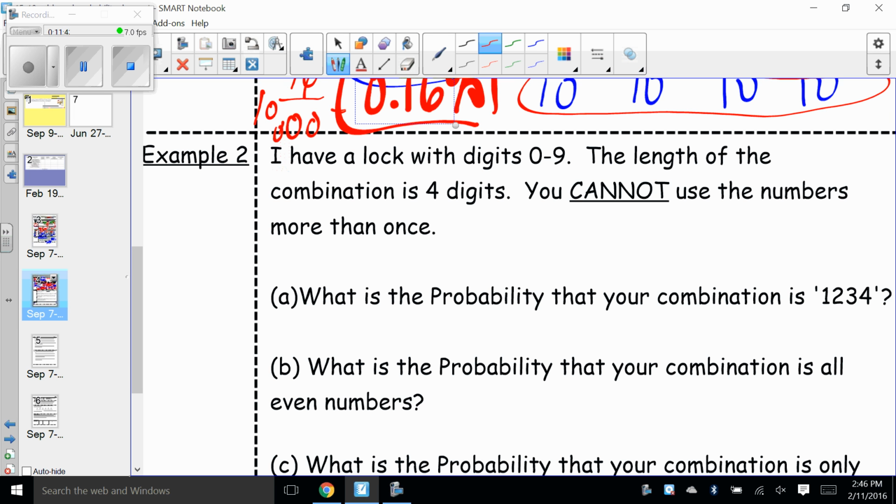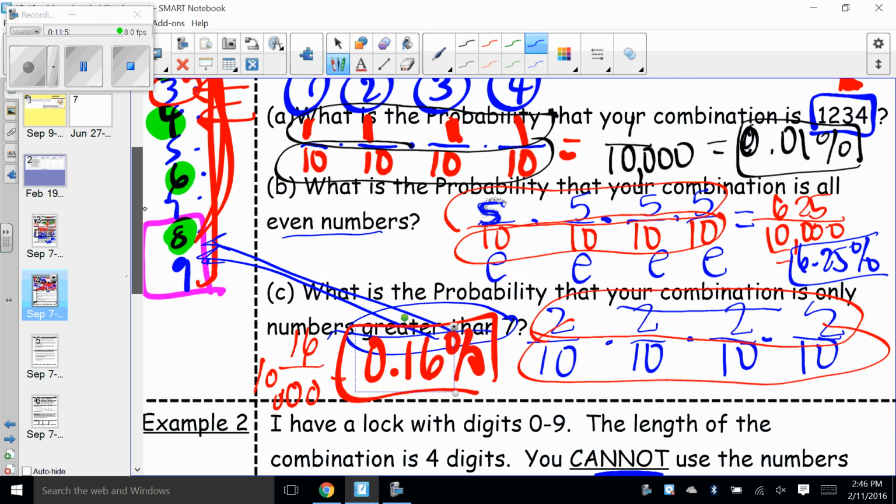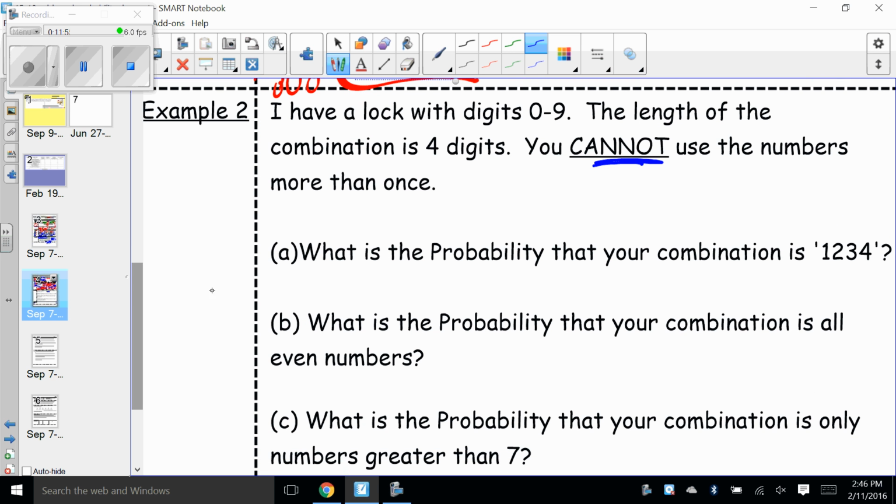I have a lock with the digits 0 through 9. The length of the combination is 4 digits. You cannot use the numbers more than once. So kind of the same thing we did above, but instead of saying that you can use whatever digits you want, it's going to be that you can't. Once you pick a lock number, it's out. So here's our numbers.